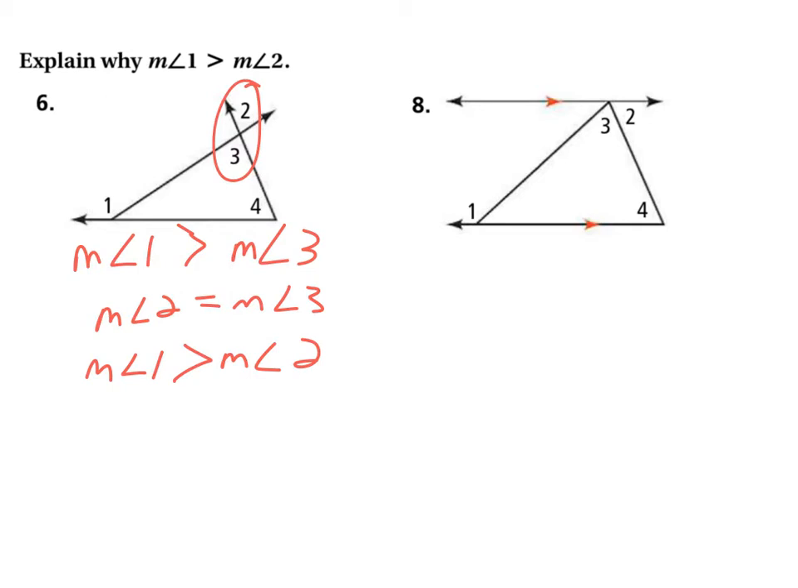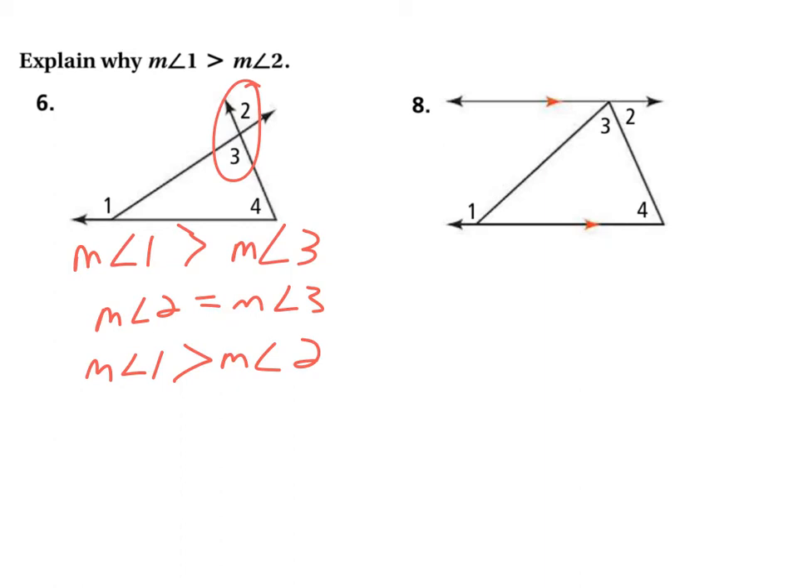We know that an exterior angle is greater than the sum of the remote interior angles. So we know that measure of angle 1 is going to be greater than, I'm sorry, I said that wrong. We know that the measure of angle 1 is equal to the measure of the remote interior angles and greater than either individual angle. And so we can state that the measure of angle 1 is greater than the measure of angle 3 and substitute since 2 and 3 are equal. Okay, that's number 6.